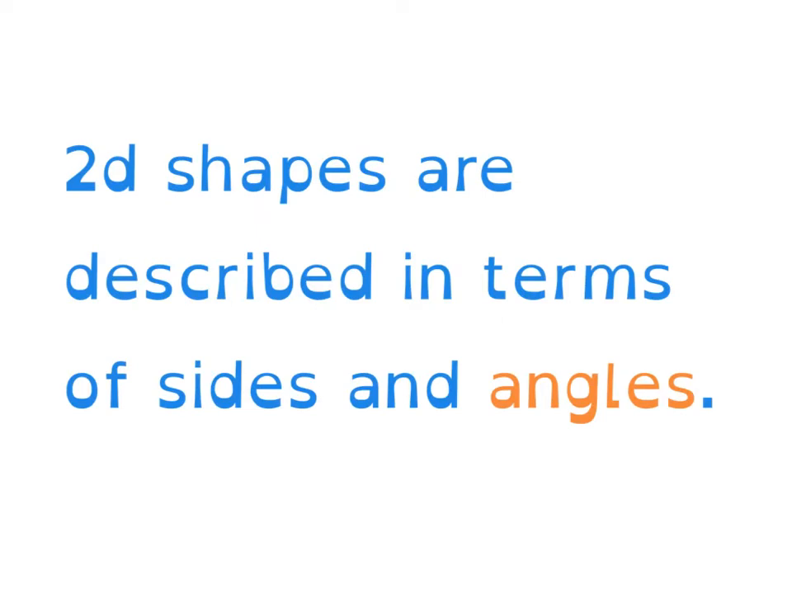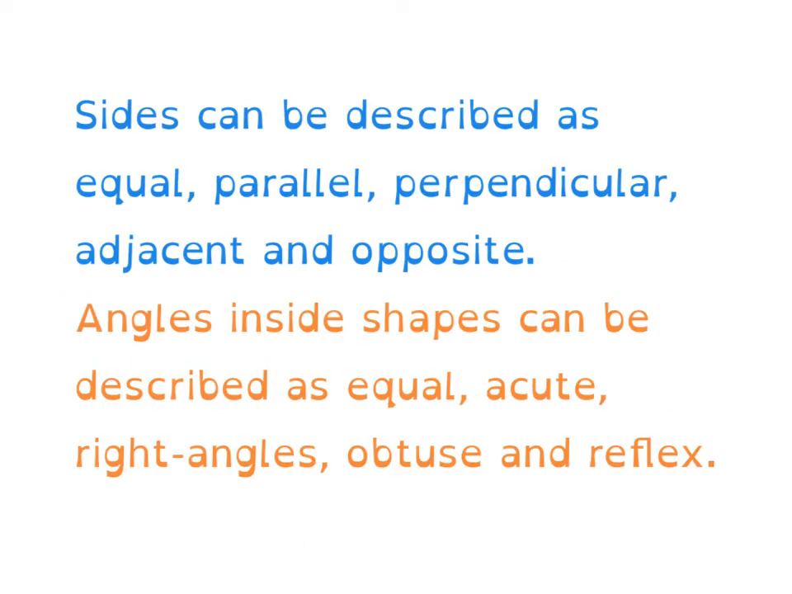2D shapes, so that means a shape which is only seen on a plane. In reality, a 2D shape can only really exist as the surface of a 3D object or an image on a screen. It can be described in terms of sides and angles.